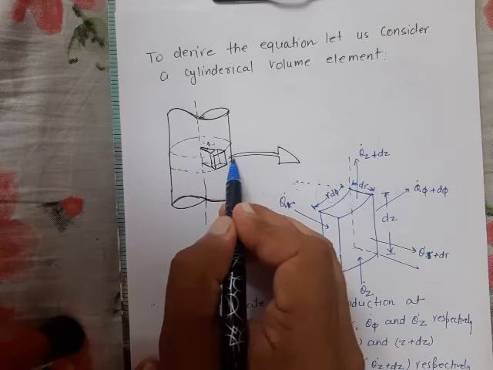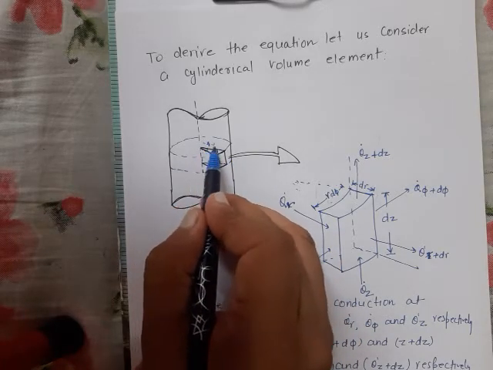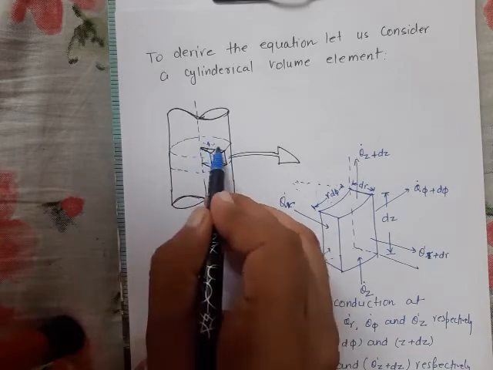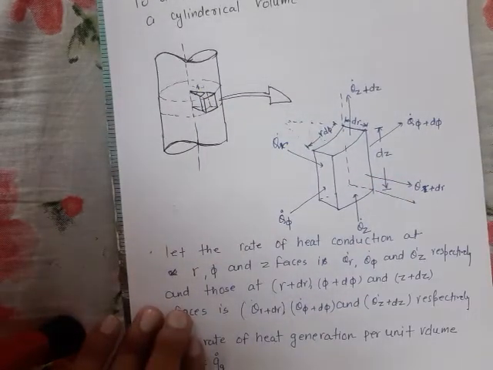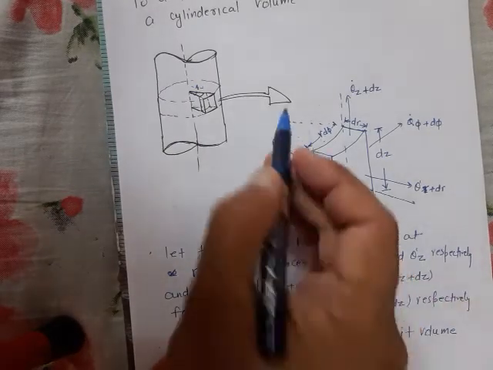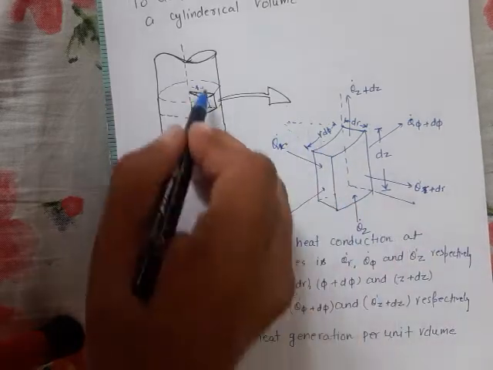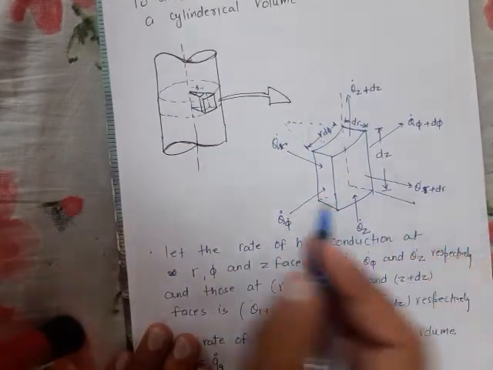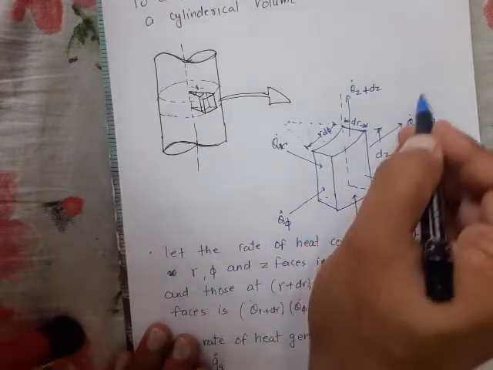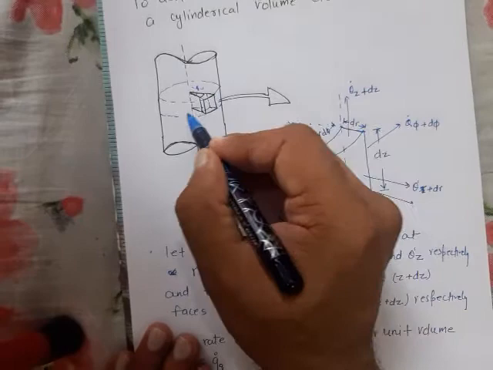The height of the element is dz. The radial distance at which this element has been considered is r. The thickness of the element is dr. Now this is your radial direction, along the radius. This direction along φ, along the circumference, is the azimuthal direction.